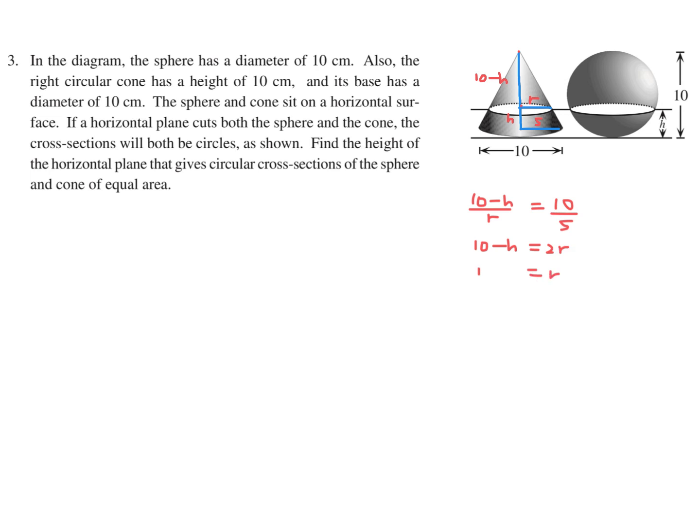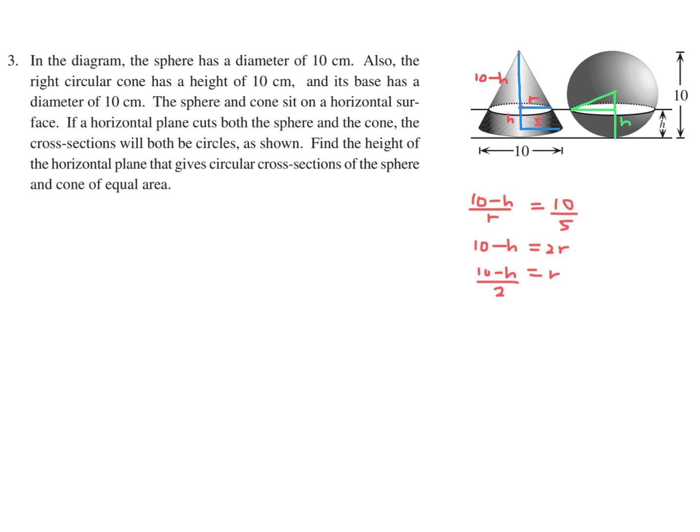Or R is equal to 10 minus H over 2, whichever one. Okay, so now we'll turn our attention to the circle. Let's draw a center in the circle, and let's see what we can label here. So we're going to draw that line, we're going to draw this line, and we're going to draw that line. And then, of course, let's just extend it down.